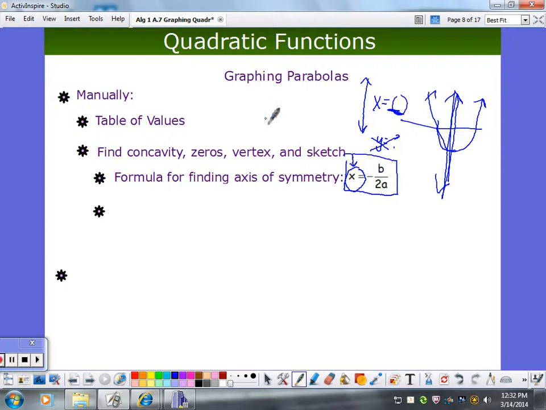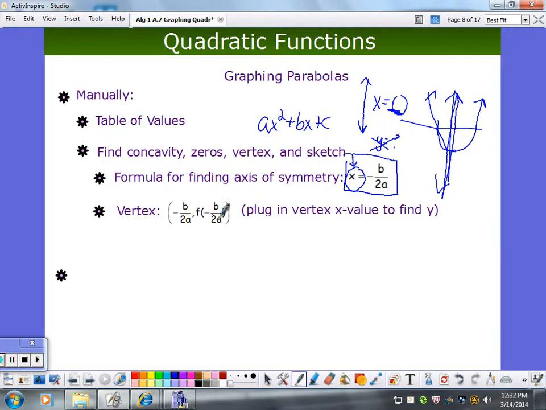Now what? That refers to ax squared plus bx plus c. So you find the a value, find the b value, negative b over 2a. That will give you x equals a number, where it goes. And I'll show you that in a moment. So that's how you find that.